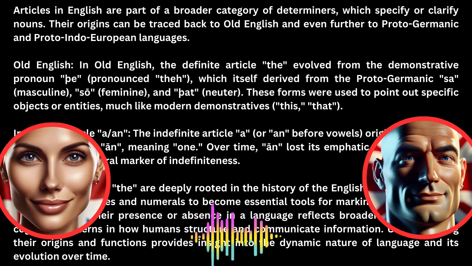That's the beauty of linguistics. It helps us appreciate the hidden complexities of something we often take for granted. This has been a truly eye-opening deep dive so far. But before we wrap up part one, I have to ask, if a evolved from one, does that mean it's only used with singular nouns?